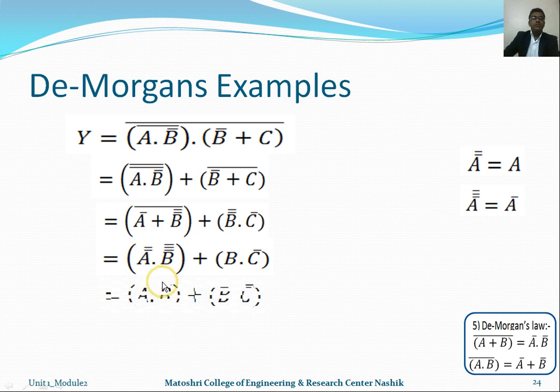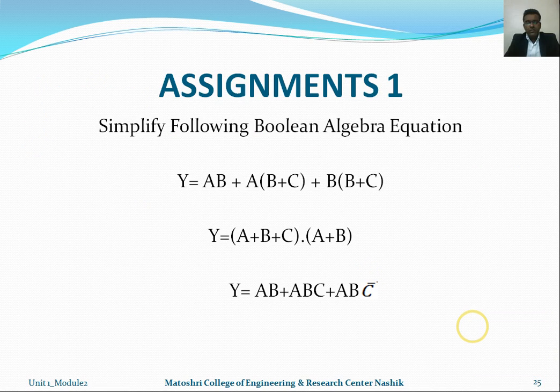Here A double complement gives A, and B triple complement is nothing but B single complement. So finally we get the De Morgan's example output from this complicated Boolean algebra expression.